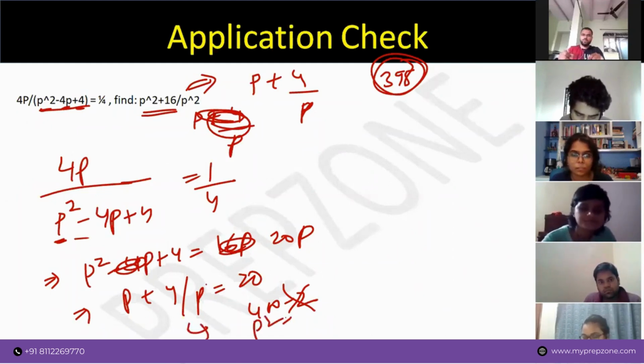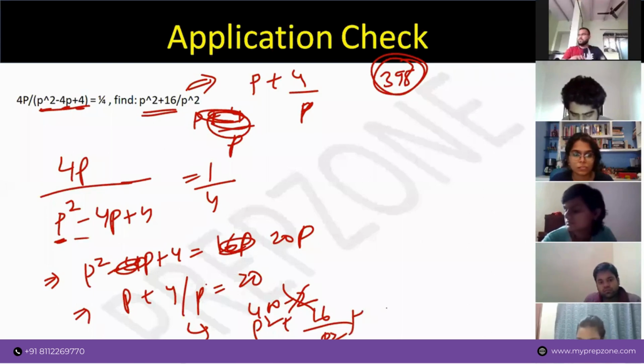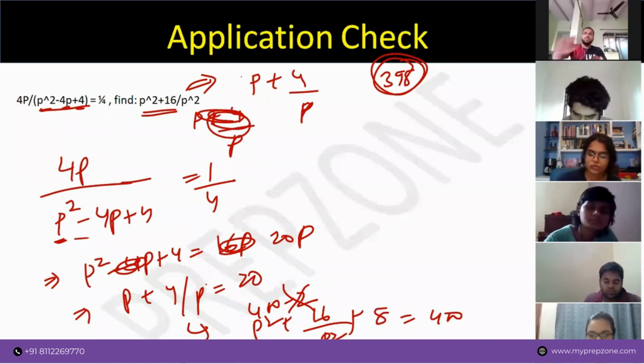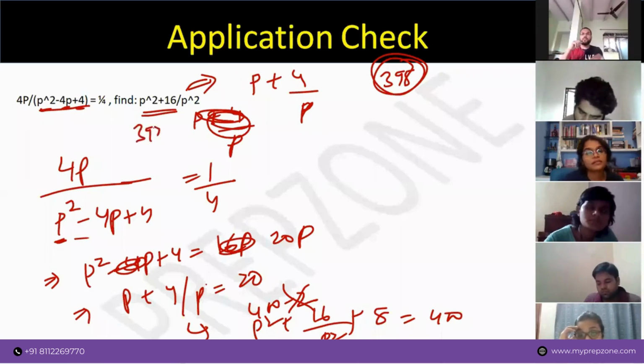I'll say p square plus 16 by p square plus 2ab. 2 into p into 4 by p. p p gets cancelled. 2 into 4 is 8. Should be equals to 400. So p square plus 16 by p square is nothing but 400 minus 8, which is 392.